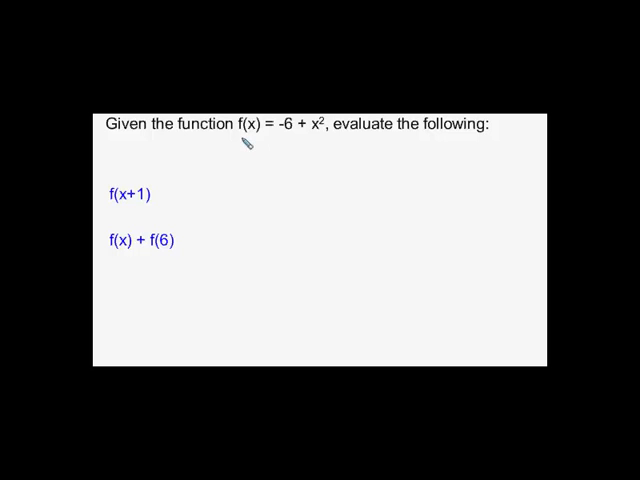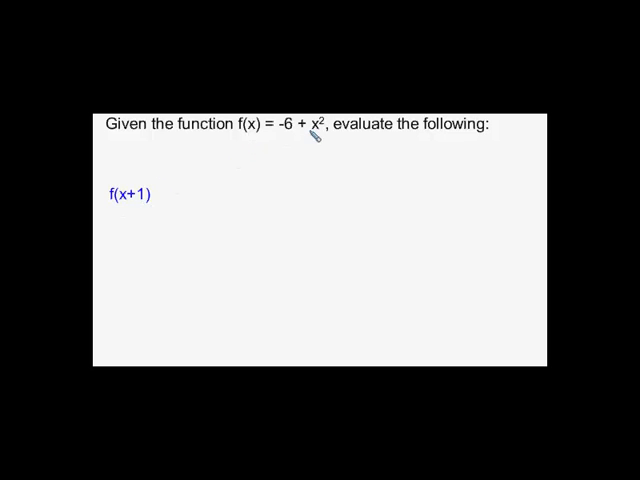In this problem, I'm given a function f of x, and I am to evaluate the function f at some algebraic expression, and after that I will do a second problem as well. So for the first problem, I'd like to evaluate f of the quantity x plus 1.